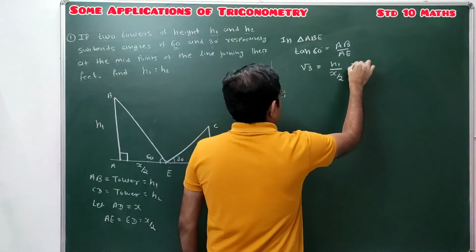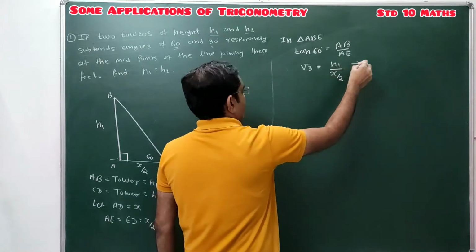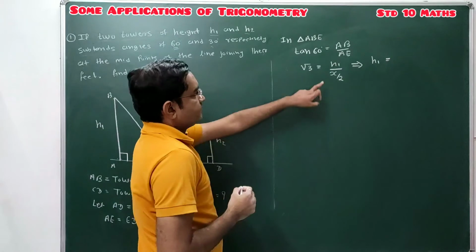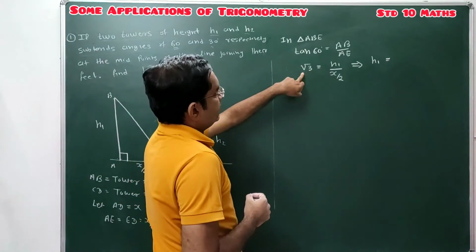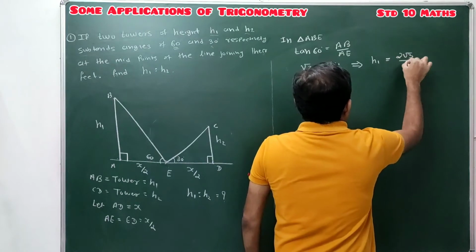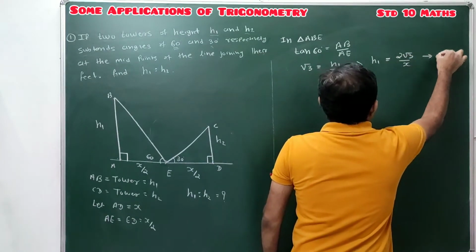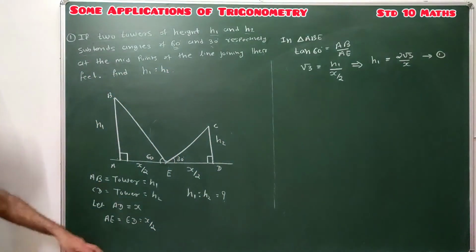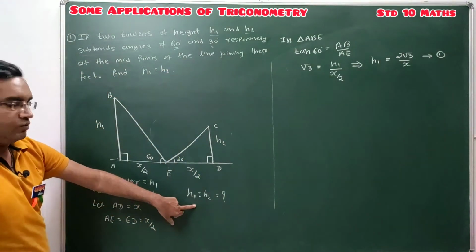So from this result we can write the value of this h1. So what is our h1? h1 is 2 root 3 upon x. 2 root 3 divided by x. Say this one as result number 1. We have to find the ratio of h1 and h2.